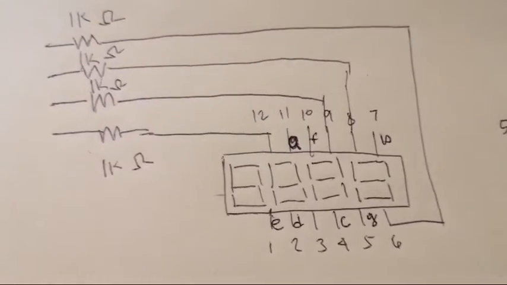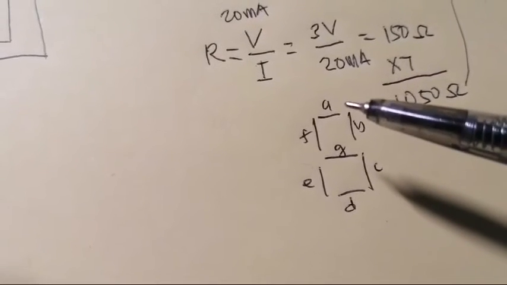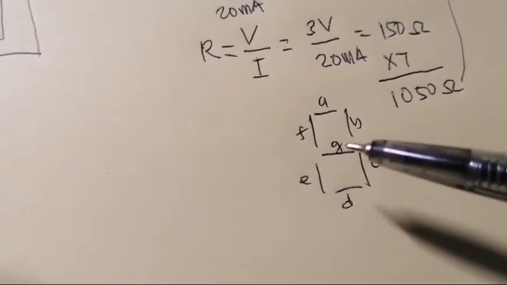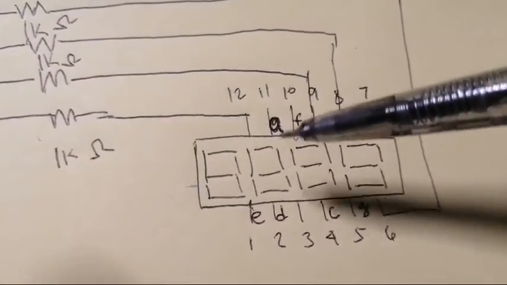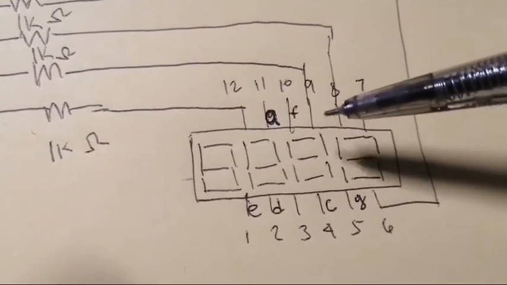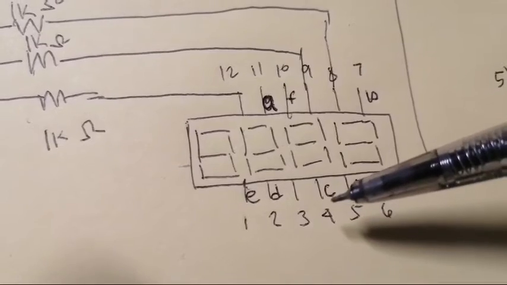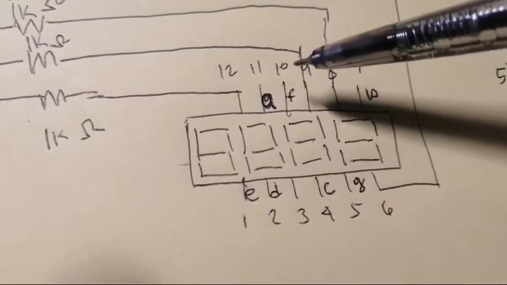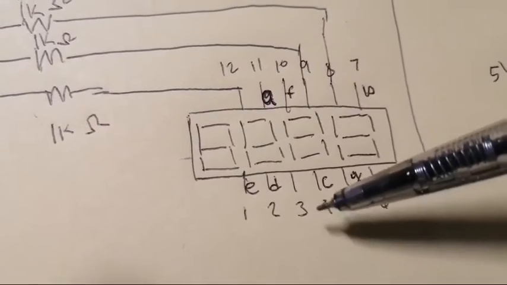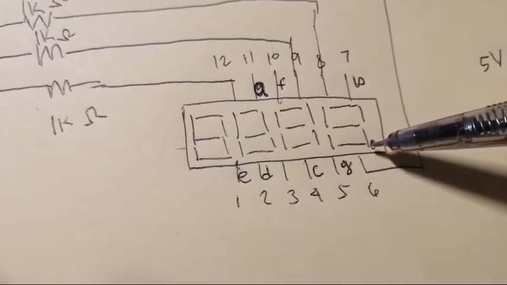Next thing we need to find out is the pins for each segment of the 7-segment display. Here we have the A, B, C, D, E, F, G LEDs of the 7-segment. If you look at the datasheet for this module, you will find pin 11 for A, pin 7 for B, pin 4 for C, pin 2 for D, pin 1 for E, and pin 10 for F. Pin 13 is for the decimal point, but we will not use this one.